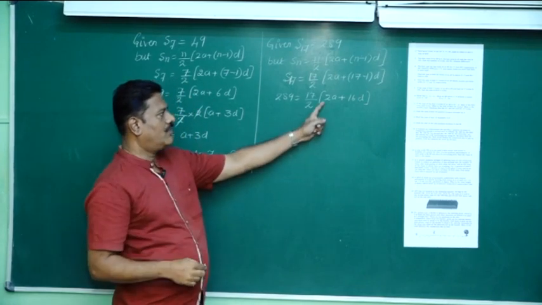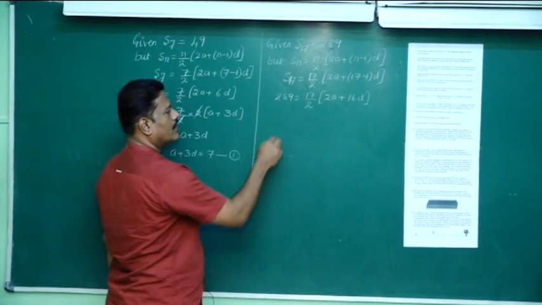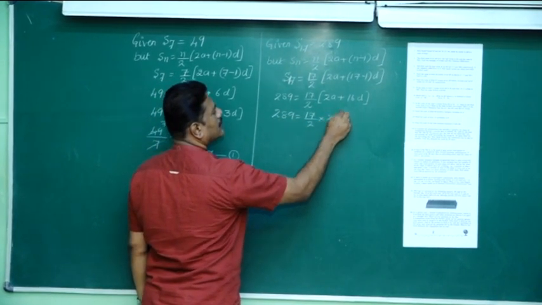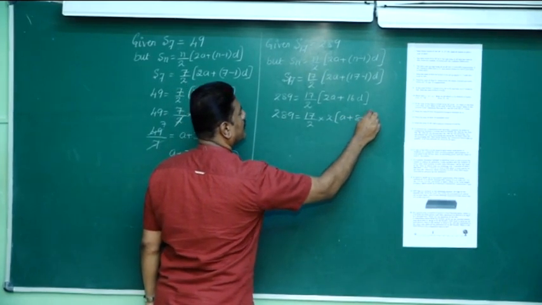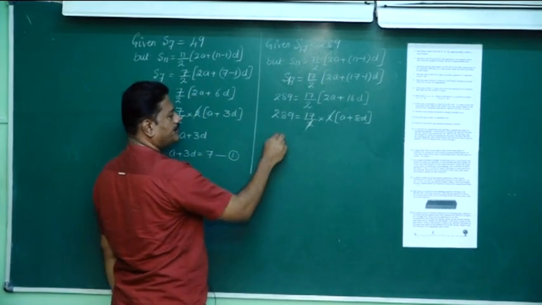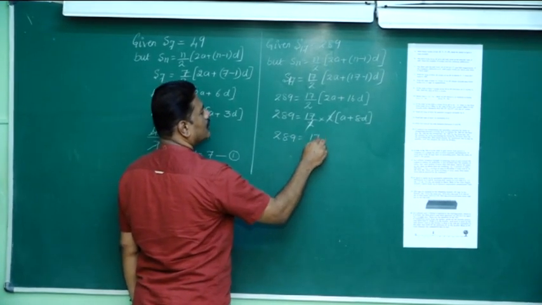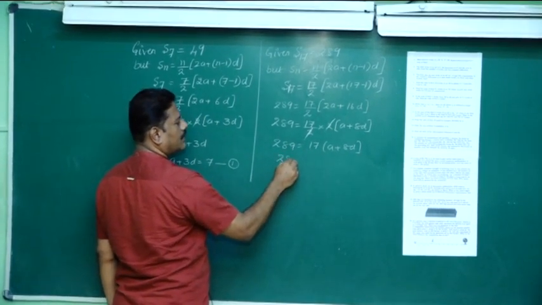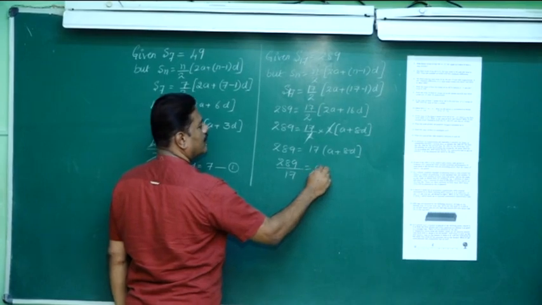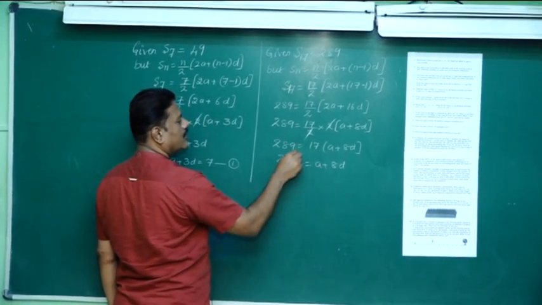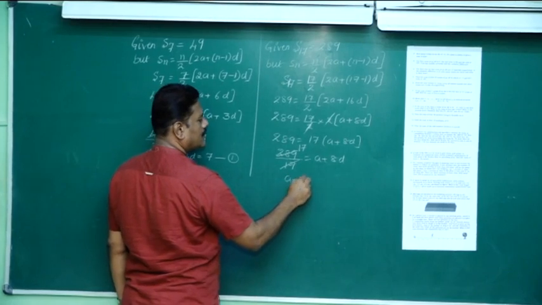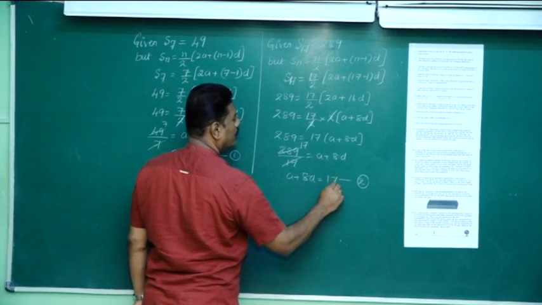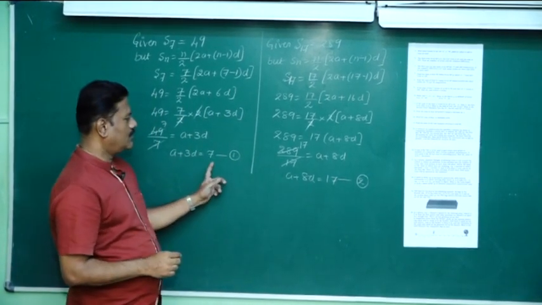Once again, you have a common factor here, you take out so that it cancels with 2. So this will be 289 is equal to 17 by 2, 2 I take out as a common factor, a plus 8d. This 2 and this 2 cancels. 289 is equal to 17 into a plus 8d. Because of the product, it comes to denominator. 289 by 17 is equal to a plus 8d. It goes 17 times. So a plus 8d is equal to 17. I call it equation 2. So you got equation 1 and equation 2.